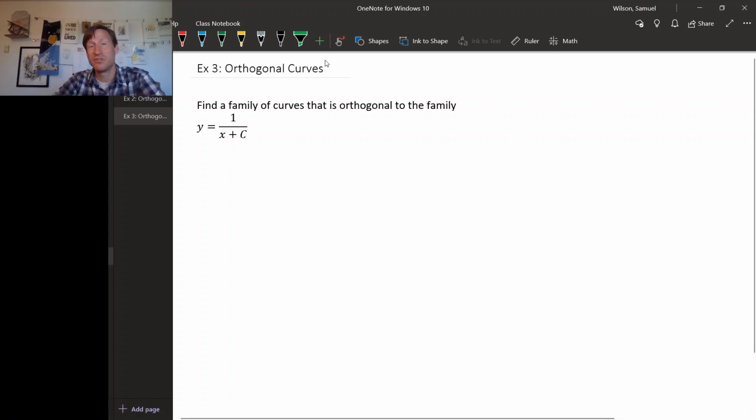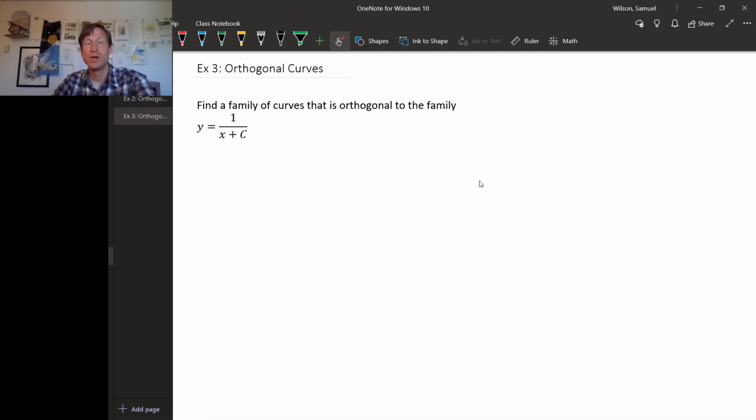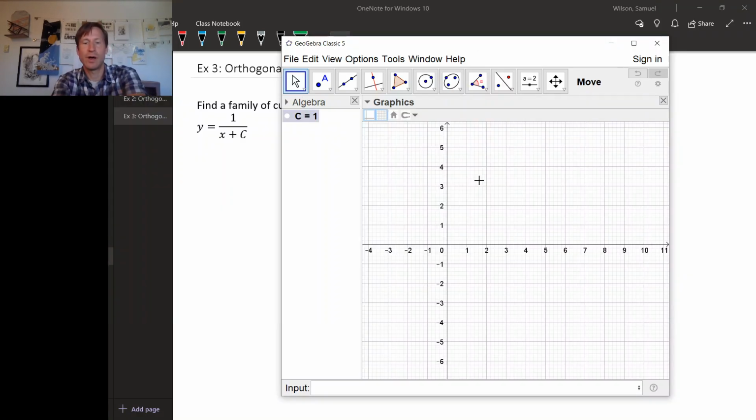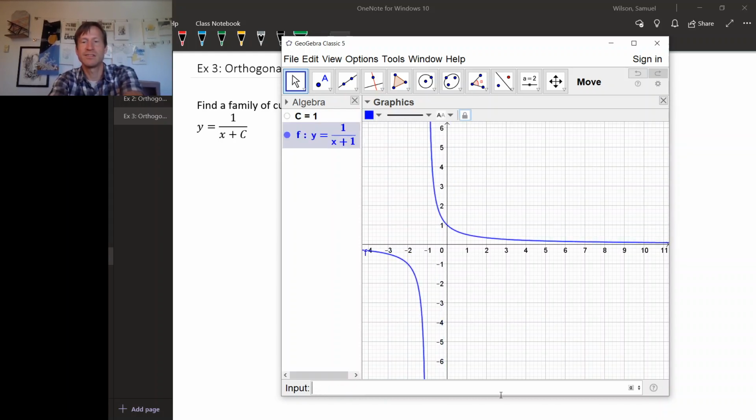Let's look at an example of finding an orthogonal family of curves. So this time we're going to find the family orthogonal to y equals 1 over x plus a constant. So let's just get an idea of what our original family looks like. So y equals 1 over x plus a constant.